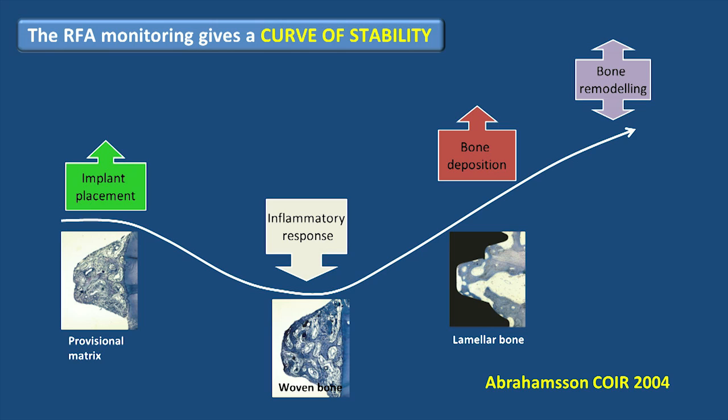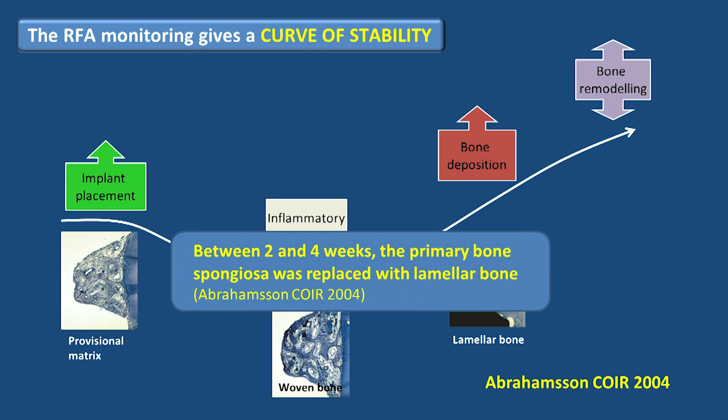Why 6 weeks? Because if you place an implant, normally you have an inflammatory response and then bone deposition. Albrektsson has studied from the histologic point of view what happens around the implant during healing, and he found that between 2 and 4 weeks, the primary bone spongiosa is replaced with lamellar bone. So if you place a load after 6 weeks, the bone surrounding the implant is probably mainly formed by lamellar bone. In addition, at 6 weeks, you overcome the critical period of 3-4 weeks when we know that very often the stability tends to decrease.